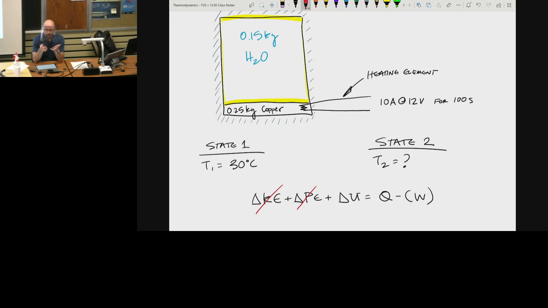The other thing I'm worried about here is that I only know one thing about the water. I know it's at 30 degrees Celsius, and I know I have to have two things to set the state. And so this bothers me a little bit.